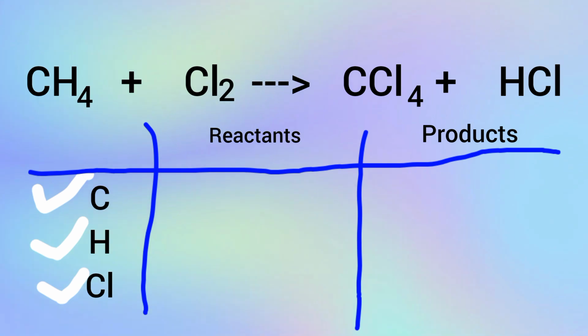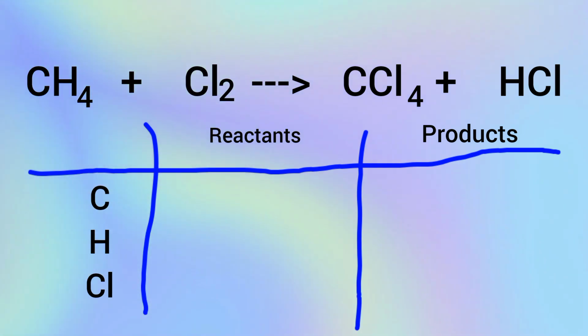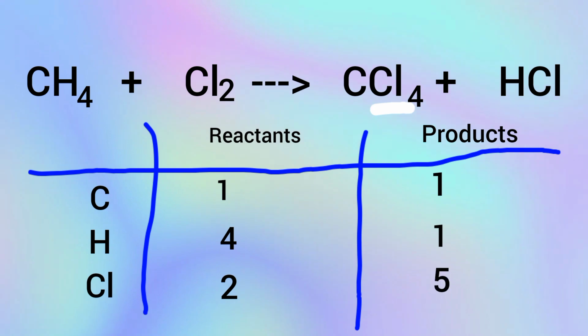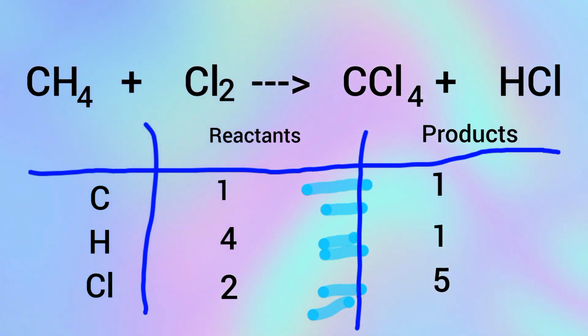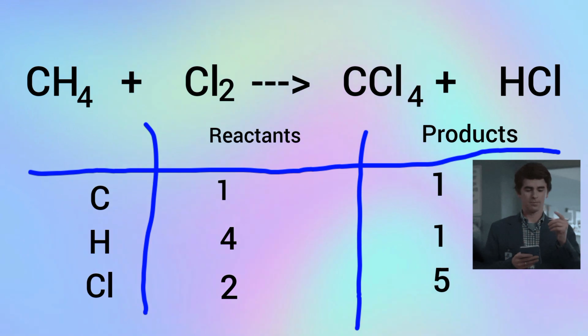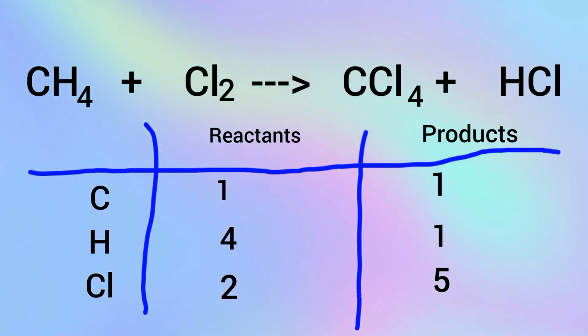So we have carbon, hydrogen, and chlorine present in this particular reaction, as I've listed out. This is the reactant and these are the products. So what do we do here? How many carbon atoms do we have on the reactant side? We have 1. We also have 1 carbon atom on the product side. Hydrogen, we have 4 here. Hydrogen, we have 1 here. Chlorine, we have 2 here, and chlorine, we have 5. In balancing a chemical equation, for the equation to be balanced, the number of atoms on the reactant side has to be equal to the number of atoms on the product side. For now, the carbon atom is balanced, but hydrogen and chlorine are not balanced.